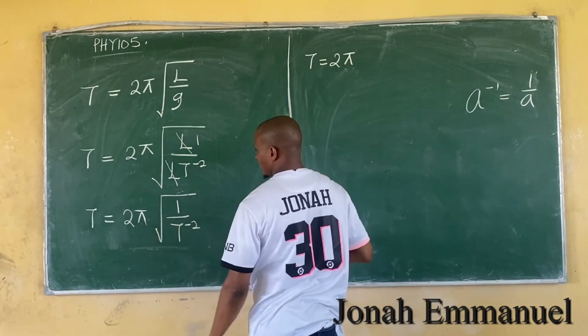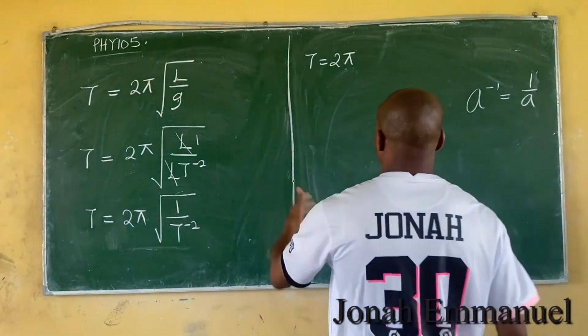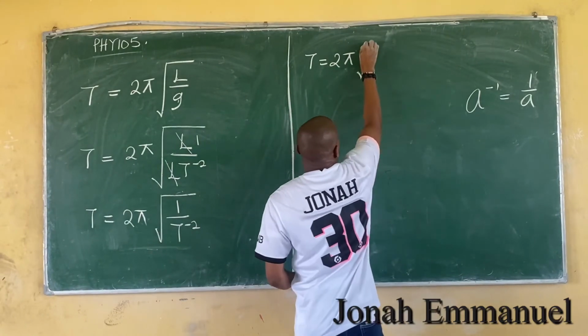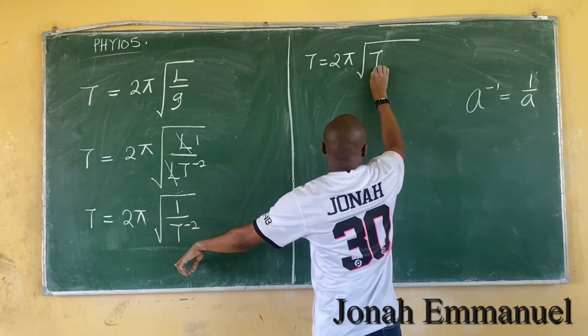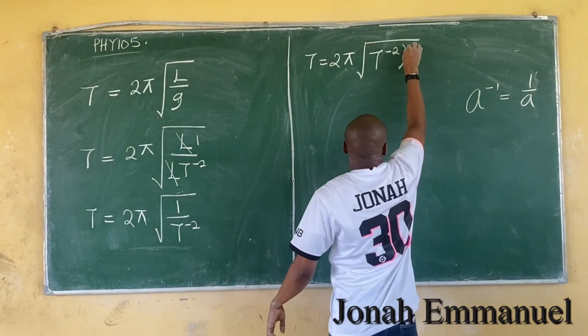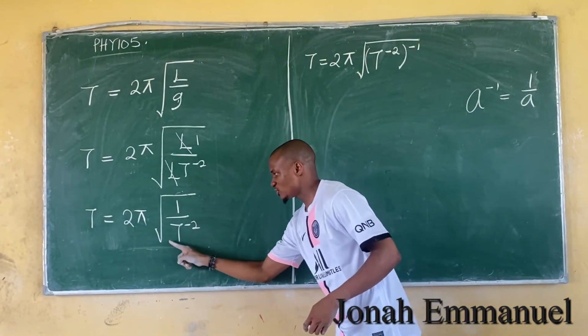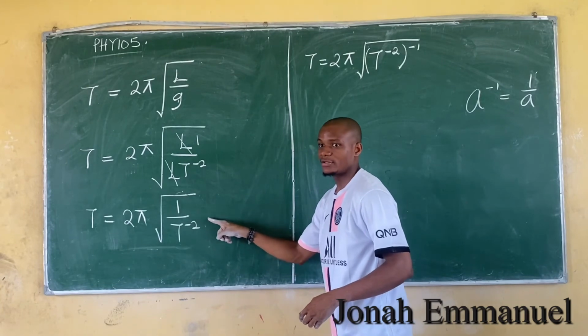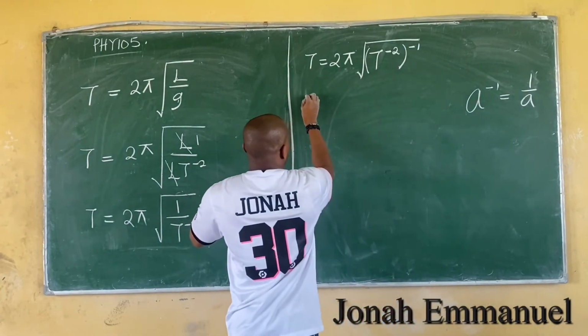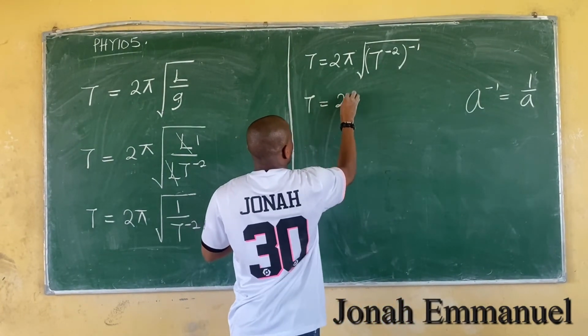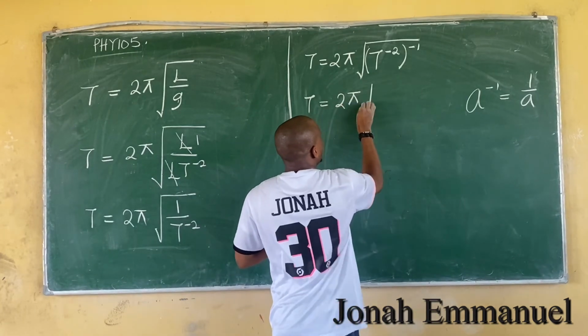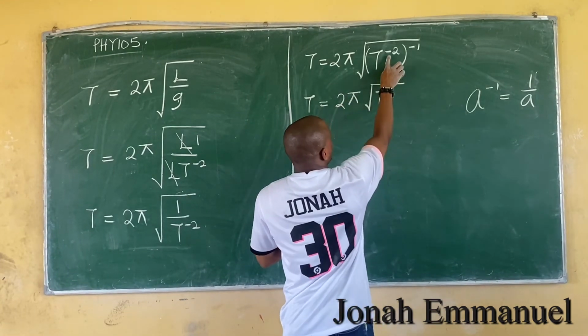2 pi. This now becomes root of T to the power minus 2, all to the power minus 1. Are we good? So we have all of this to the power minus 1. Alright, what do we get there? T is equal to 2 pi square root of T to the power minus 2.